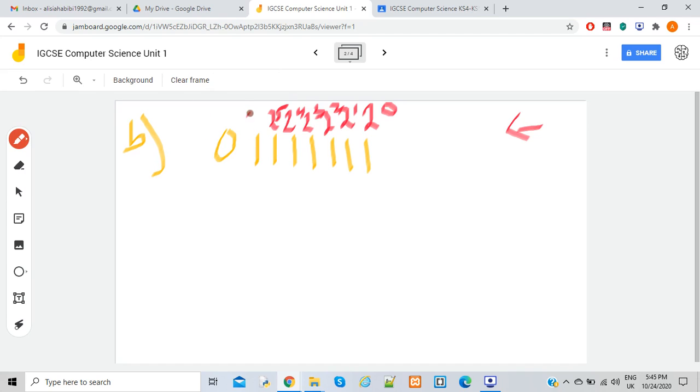And 2 to the power of 6. And finally, 2 to the power of 7. So we have all powers of 2. So that's the first step. Write your powers of 2 from right to left.